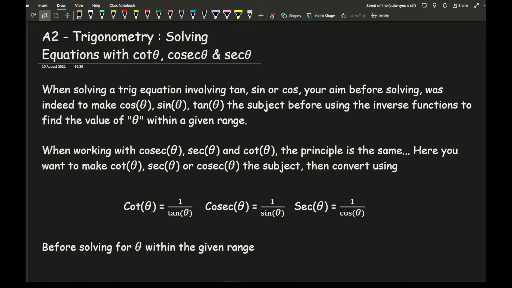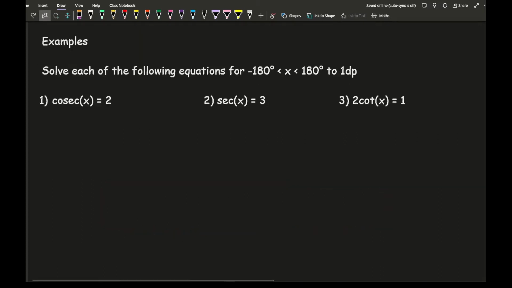Now when working with cosec theta or sec theta or cot theta, the principle is exactly the same. So again, you want to make those the subject, and then use these conversions once you have made it the subject to find the values of theta or x, whichever it comes in. These are definitely some ratios that you will need to learn and remember. So as always, let's have a look at some example questions.